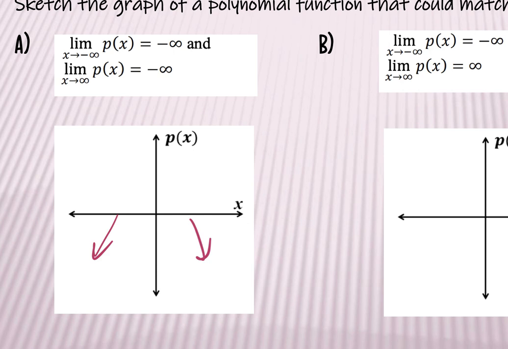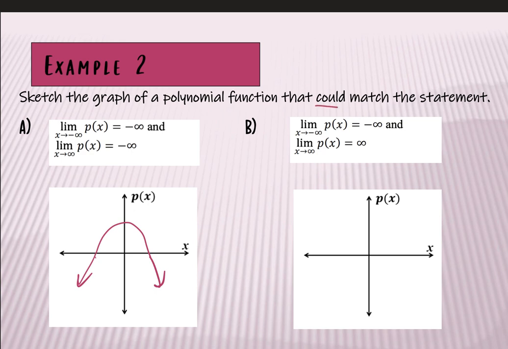Then you can do anything you want in between there. You can make it a parabola. You can make it squiggle. I don't care, okay? That's why it says what could match. Obviously, if you had multiple choice, only one of them would have both arrows pointing down. But if you were just drawing this, like in the homework tonight, it doesn't have to perfectly match what the graph looks like.